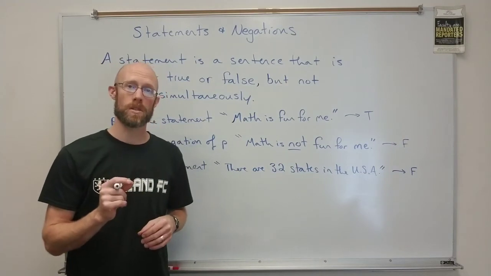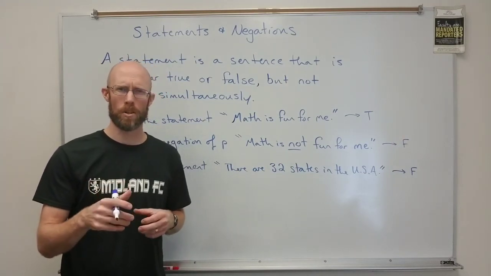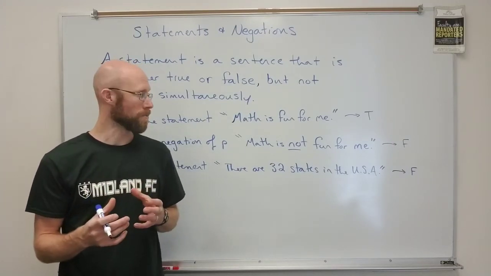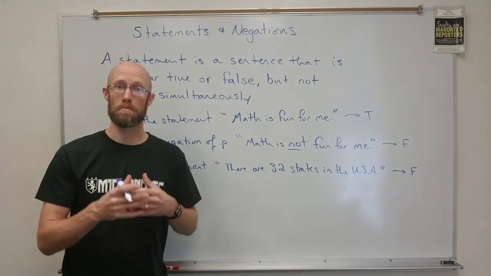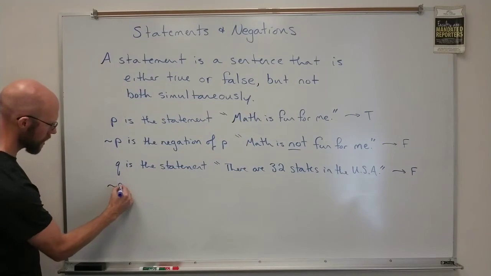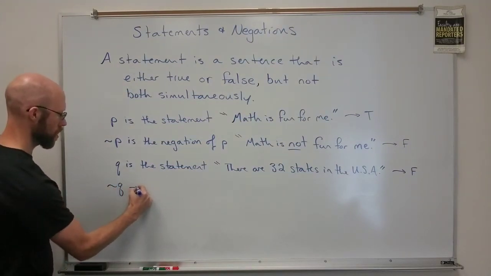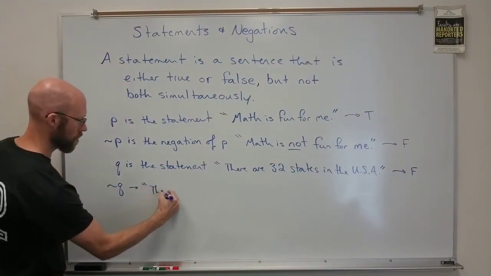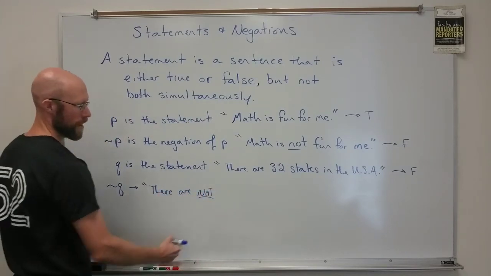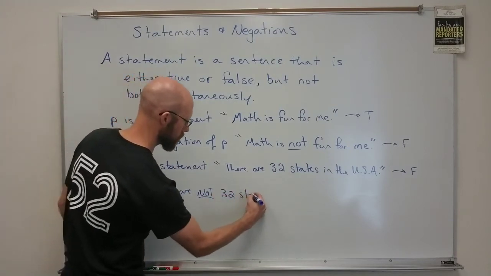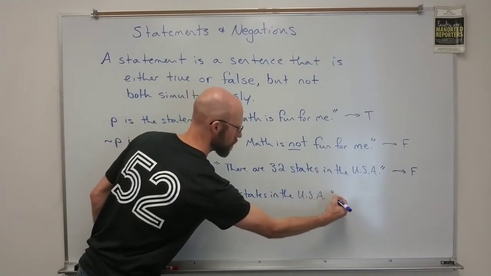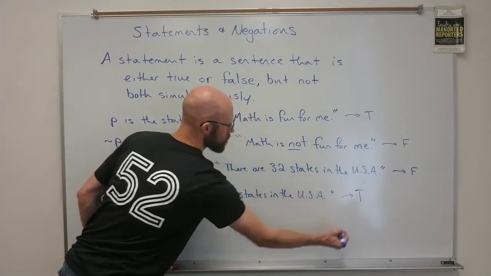Again, what's interesting is it doesn't have to be provable, or you don't actually have to know the truth value of the statement. It just has to be either true or false, okay? Its negation, not Q, would be: there are not, underline that, 32 states in the USA. Right? That is a true statement.